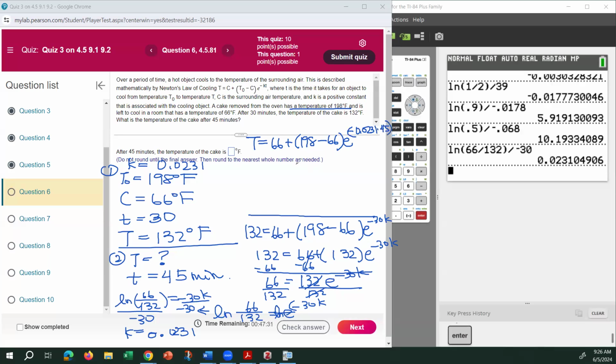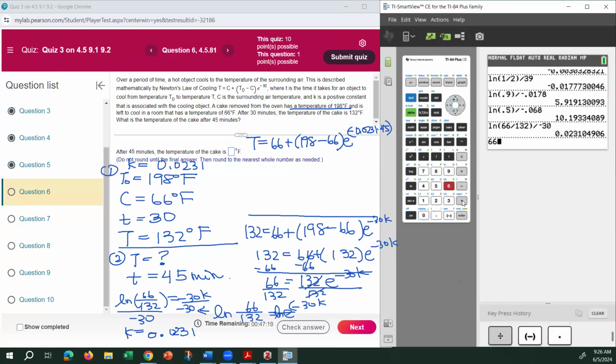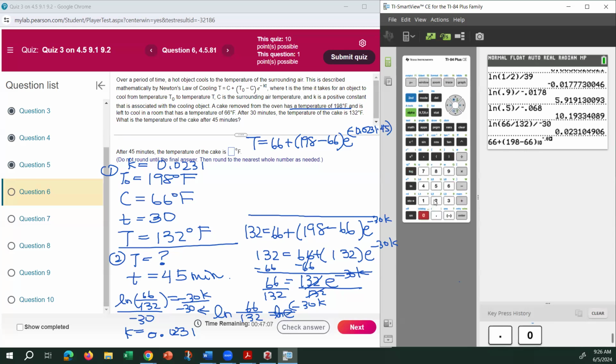So now we just have to plug it into the calculator. 66 plus 198 minus 66, times e to the negative 0.0231 times 45. And so the final temperature of the cake is 78. So we round to the nearest whole number, just 78 degrees.